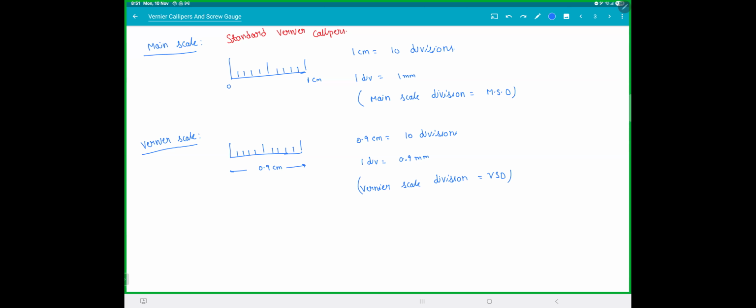So you have 2 scales, both have 10 divisions, but the length of each division is not the same. So how does this work? Now the concept is pretty straightforward. Why does the Vernier calipers work?